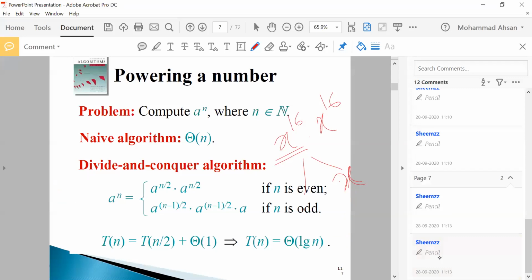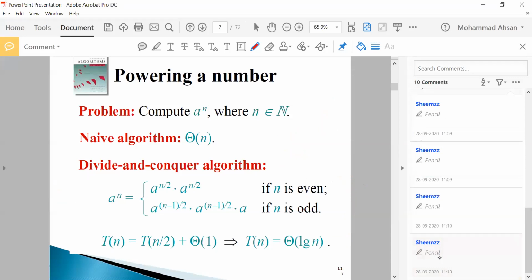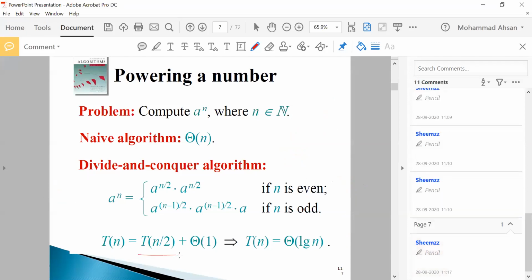So if you go back and see here, you just have one subproblem, just like you have in binary search, and the size of that subproblem is n by 2, and you have theta of 1. Whatever you get, you have to multiply it with itself. So that is theta of 1 at every stage. And the height of the tree is log n. If you do it by the recursion tree method, you get the runtime as theta of log n.